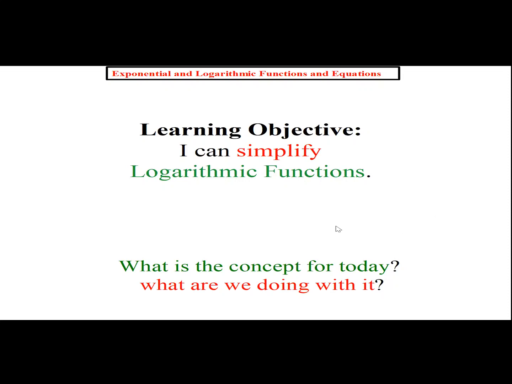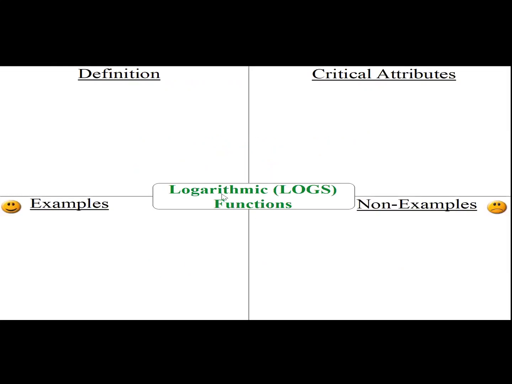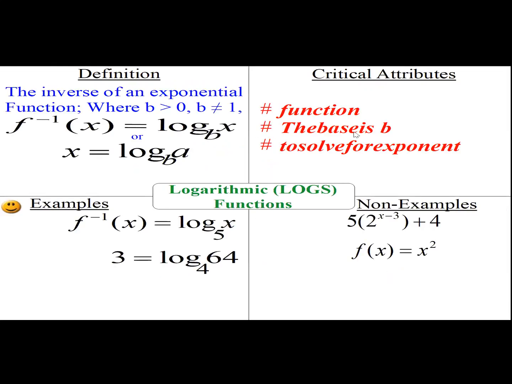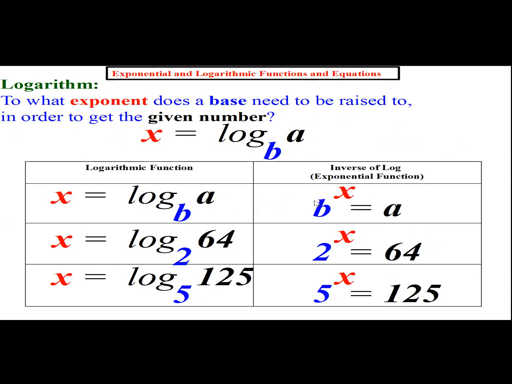So here we go. Where have we been? We already have our Frayer model. We have definition, example, non-example, and a hashtag, and we know that logs are inverses of exponential functions. From there, we moved on to I wrote the definition as a question for a log, and from there we transformed logarithmic functions to exponential functions and vice versa.